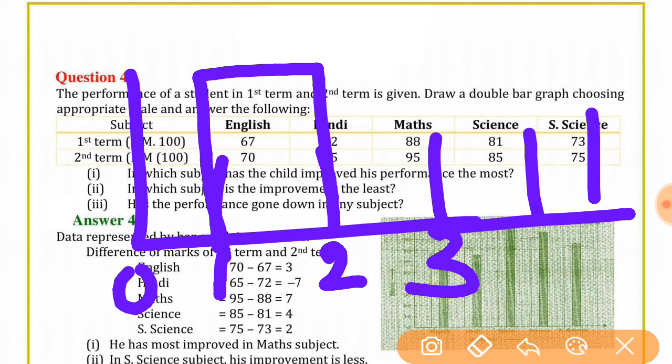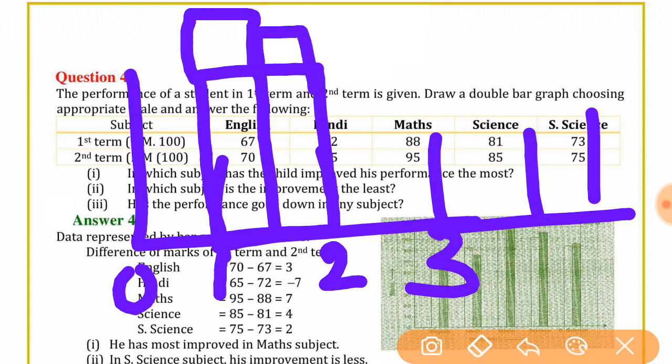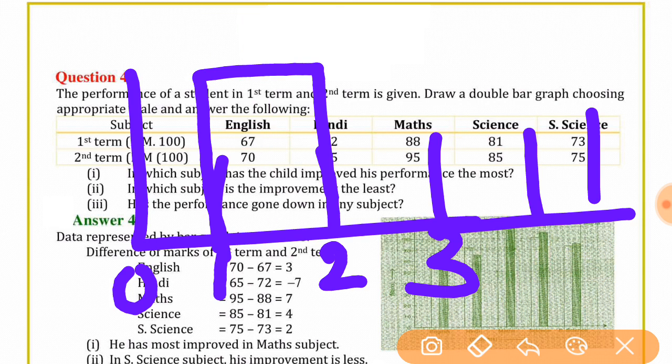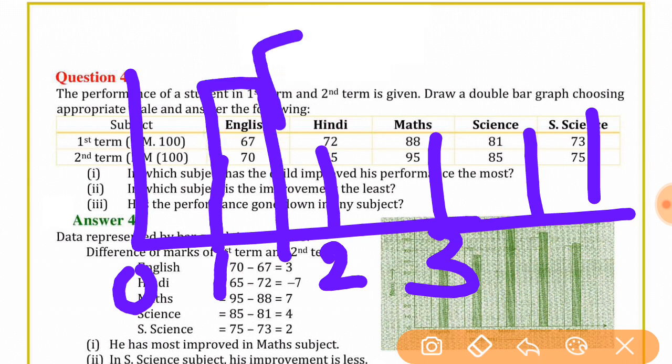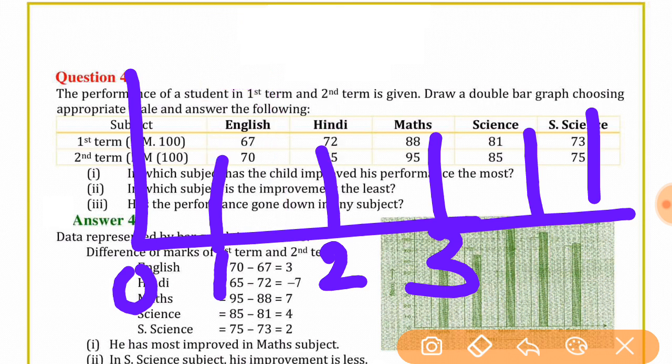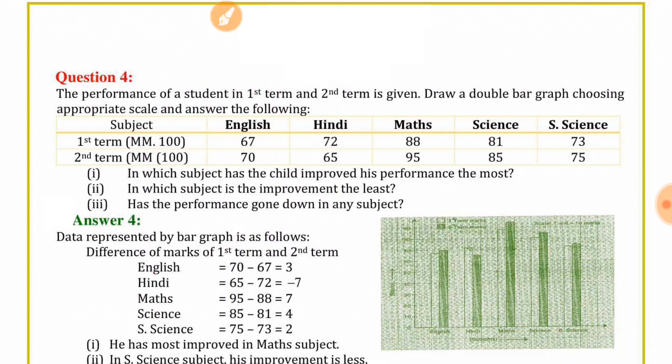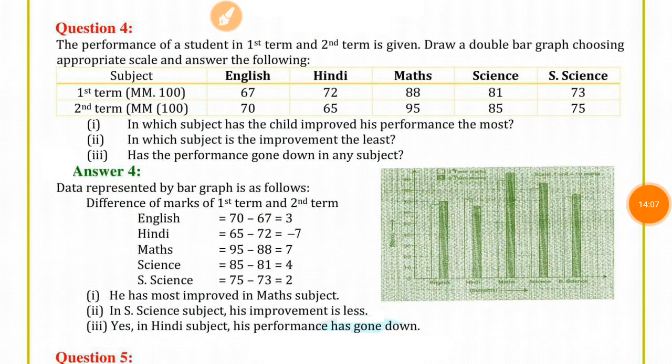But in a double bar graph, what happens? Between 1 only, you will show 2 bars. Means like this. It may be above, it may be above, like this. Okay, in a 1, we are showing 2. Understood? While explaining a graph, I can understand.